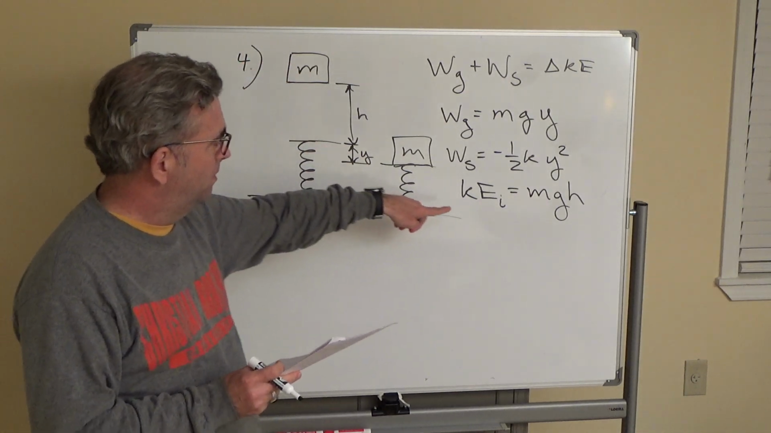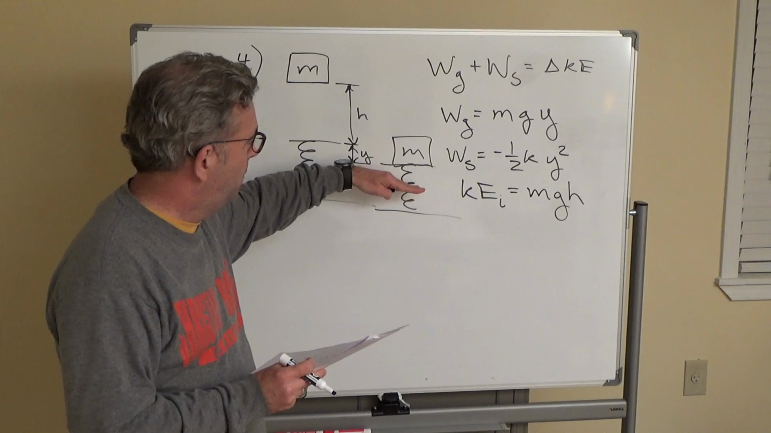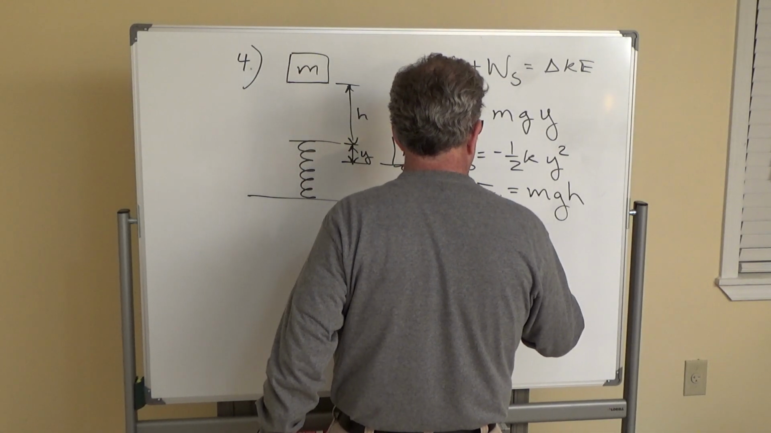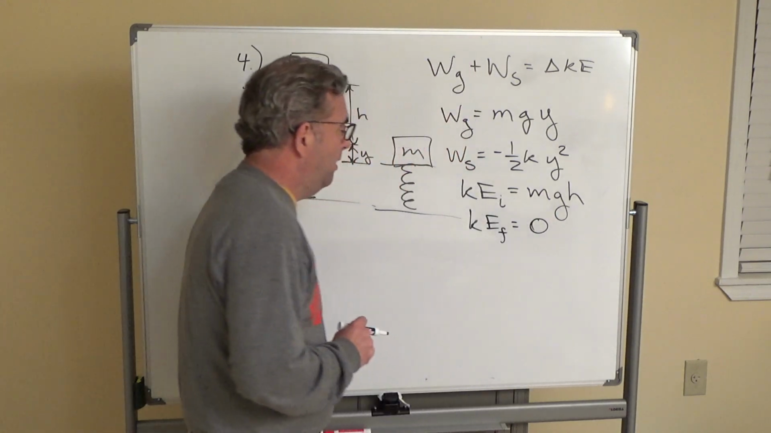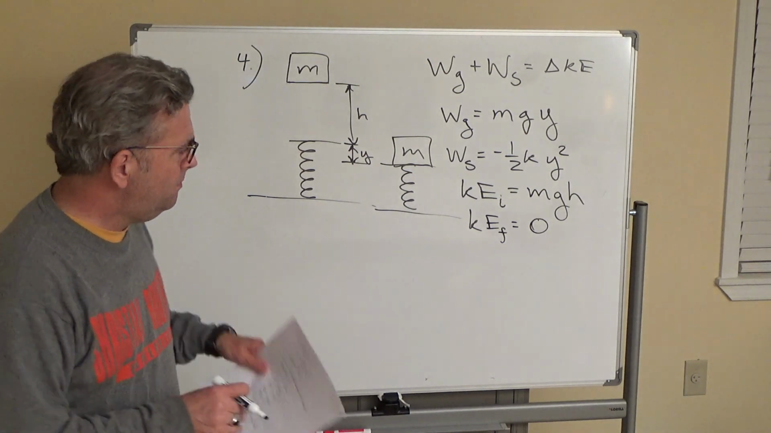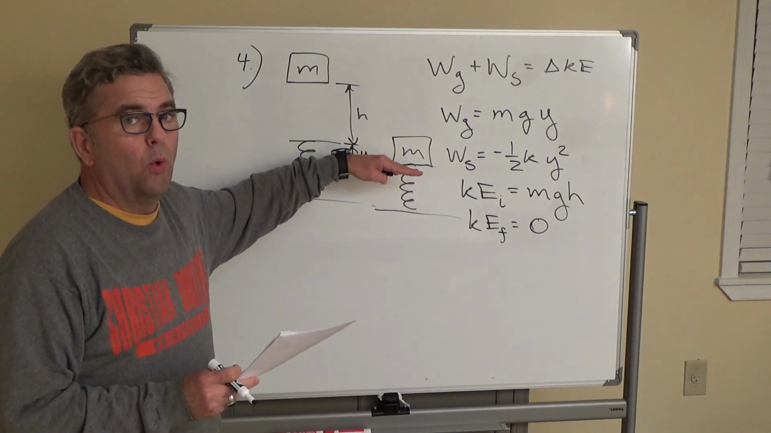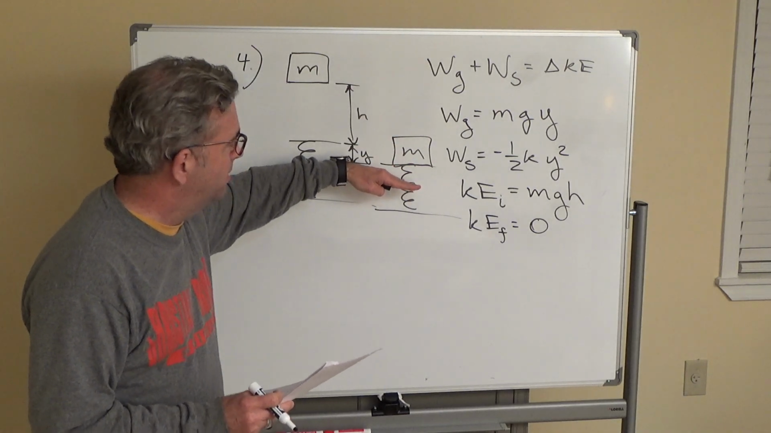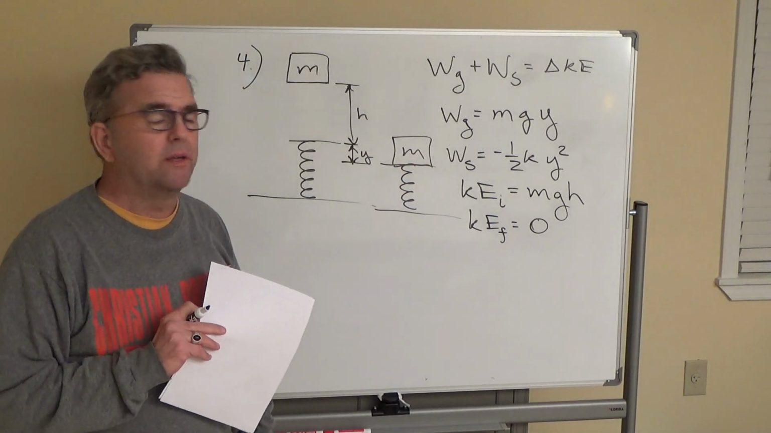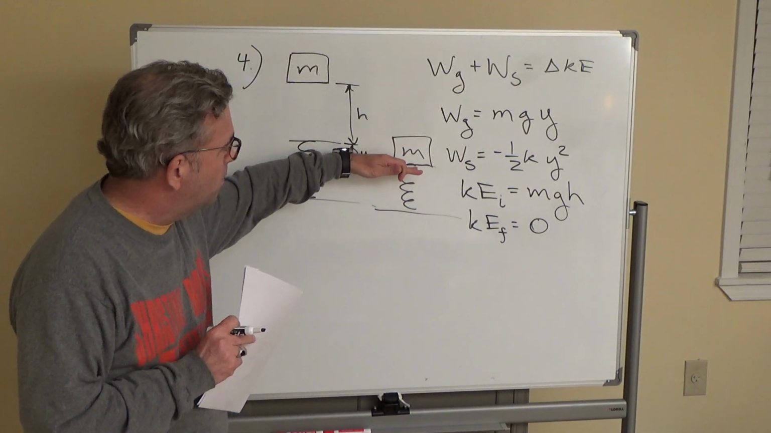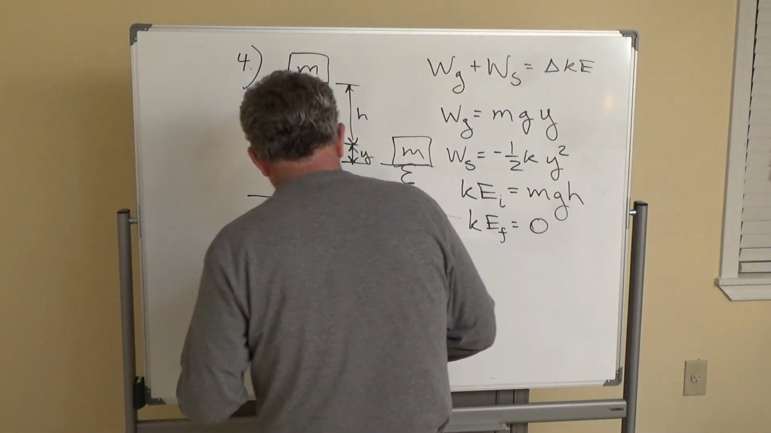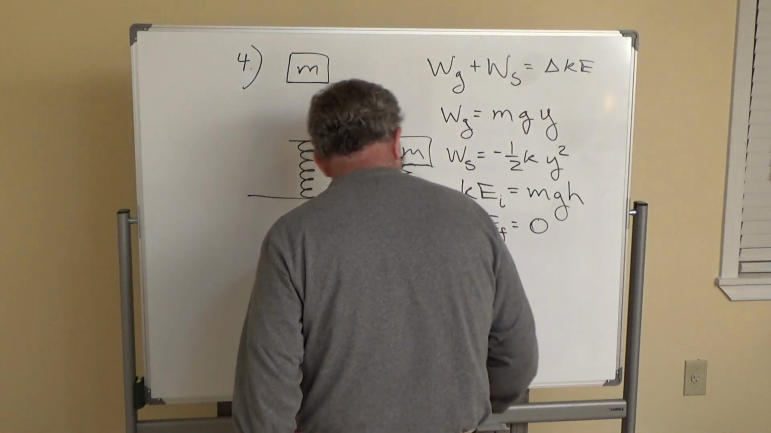What's the final kinetic energy? 0. Okay? KE final is equal to 0. It comes to rest. We're not talking about when it comes to rest and then it stops and goes back up. Okay? We're taking that snapshot right as it comes to rest. All right. So let's set up this equation.